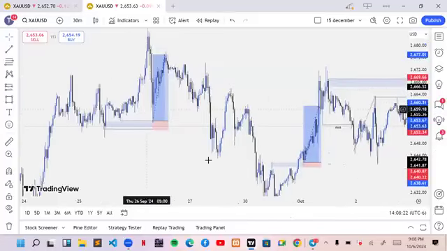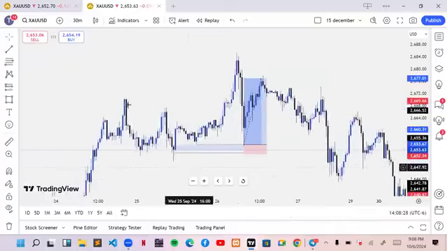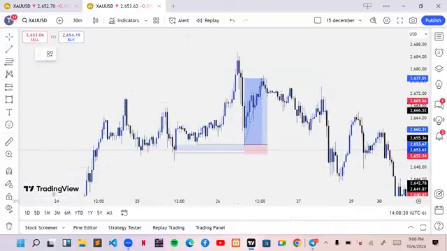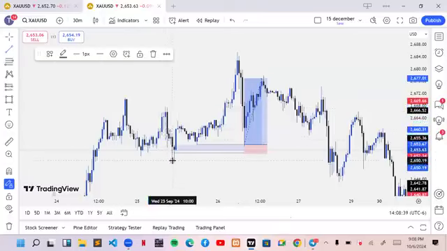Let me look for another scenario. Here for buys, this was a previous downtrend. So you can see lower highs and lower lows, lower highs and lower lows. The market made a market structure shift to the upside. So this was where your MSS is, your market structure shift. After that, you will see the market make a valid pullback, which is here. After that, the market continued.